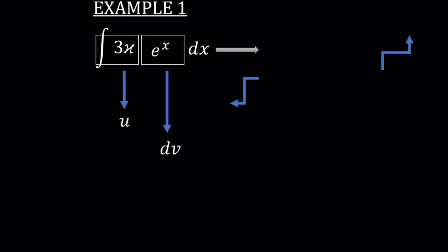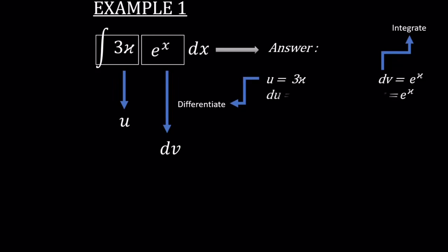And the answer will be u equals 3x, dv equals e to the power of x. Then we must differentiate u to find the value of du and integrate dv for the value of v, and it will be du equals 3 dx, v equals e to the power of x.